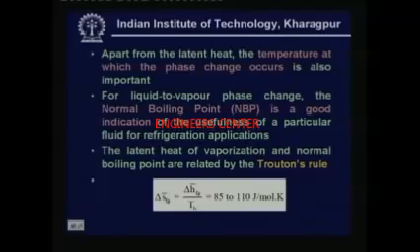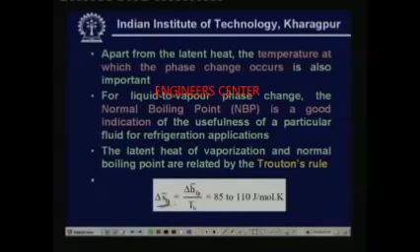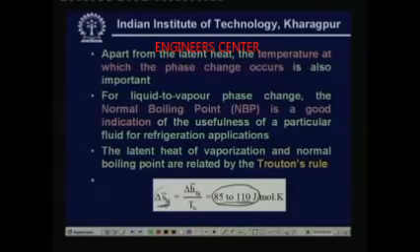Now, the latent heat of vaporization and normal boiling point are related by what is known as Trouton's rule. Trouton's rule says that ΔS_fg, the molar entropy of vaporization, is constant for all fluids. That is what Trouton's rule is all about. Constant means not a single value, but it is found that this value for most of the fluids lies in this range. And what is this ΔS_fg?